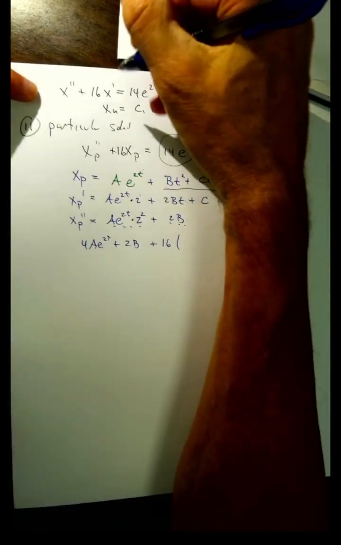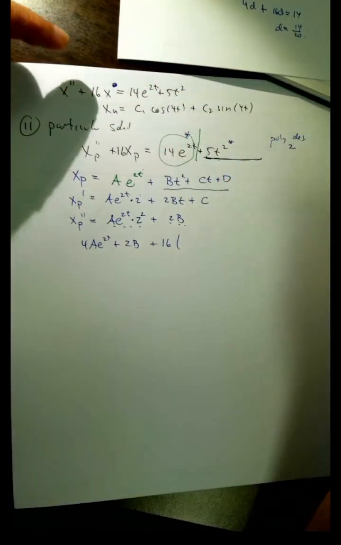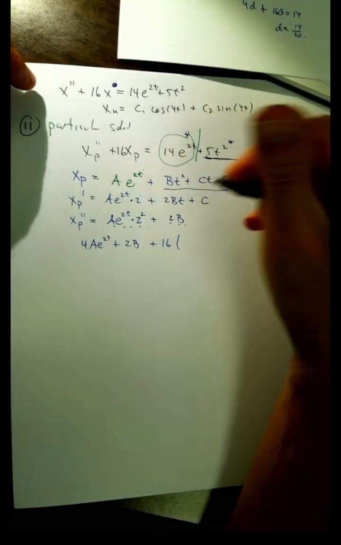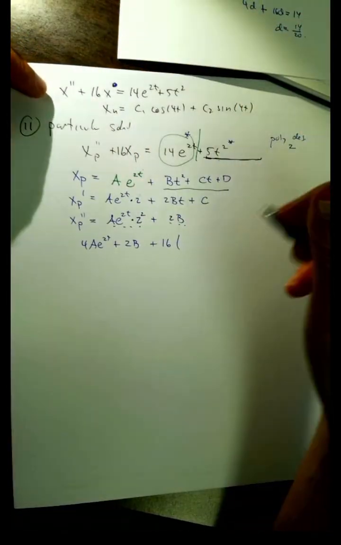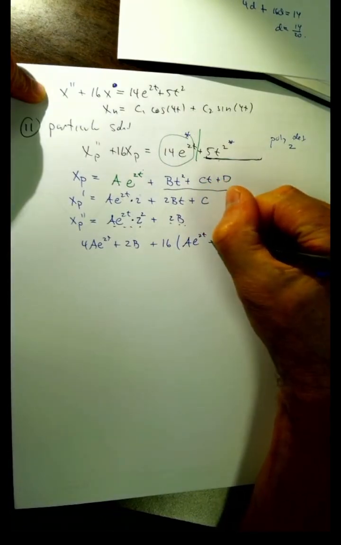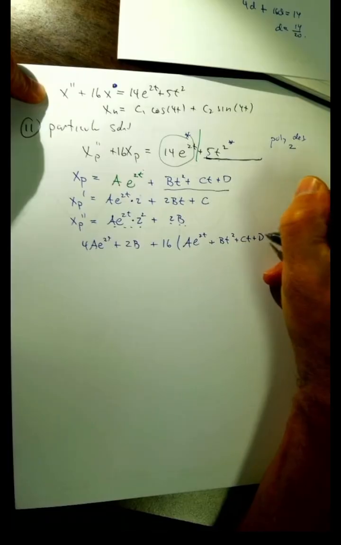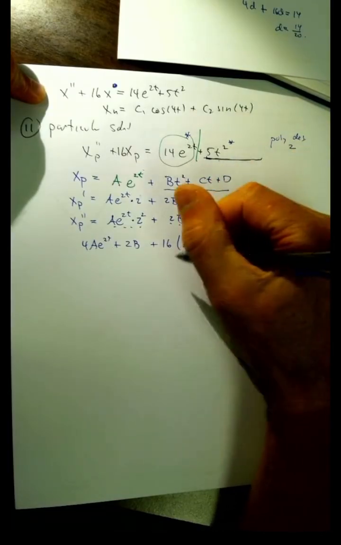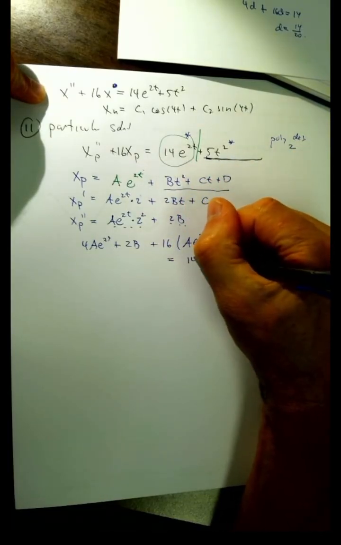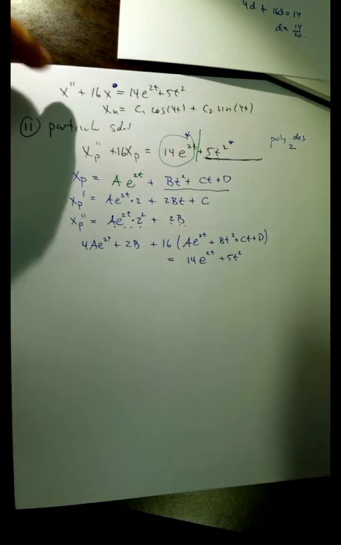Oops, I've got to be careful. Not sure why I put an x prime there. 16 times x. It was correct on the first page. Sorry. 16 times x becomes a e to the 2t plus bt squared plus ct plus d. And this, in the end, should all equal 14 e to the 2t plus 5t squared.